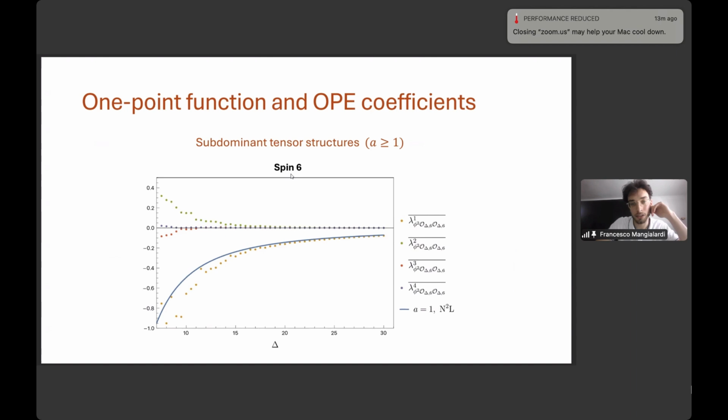Here I put the plots of the exact data in the case of spin 6 exchange. So we expect 7 tensor structures. A goes from 0 to the spin, so 6. There is the dominant one, which is out of the plot, so it's not shown here. And then of the other 6 curves, we have chosen to represent only some of them. And in particular, for this yellow one, we find a good agreement with the data.